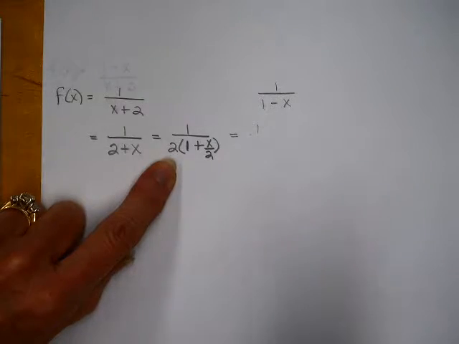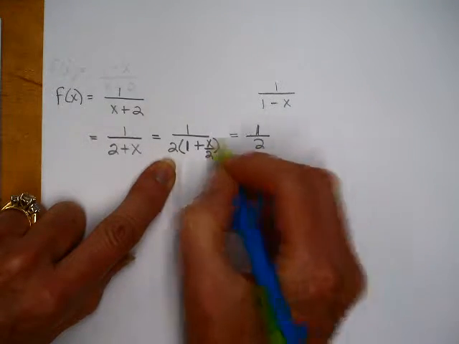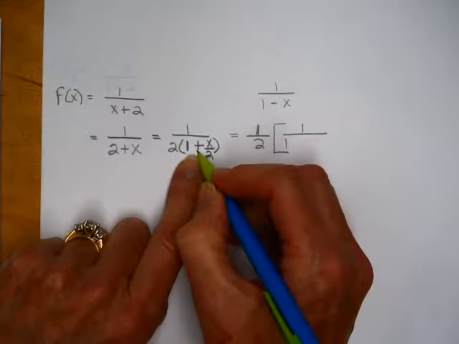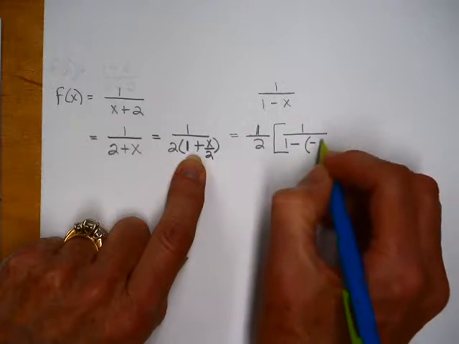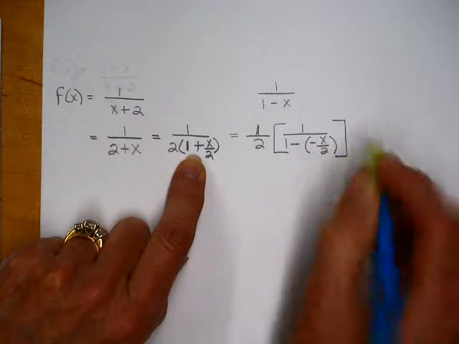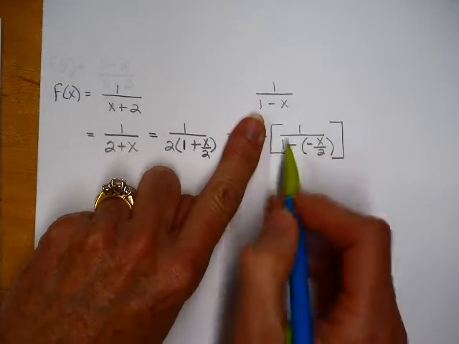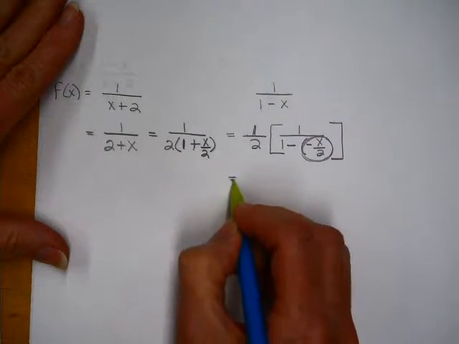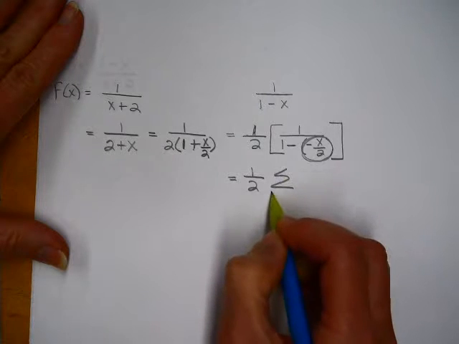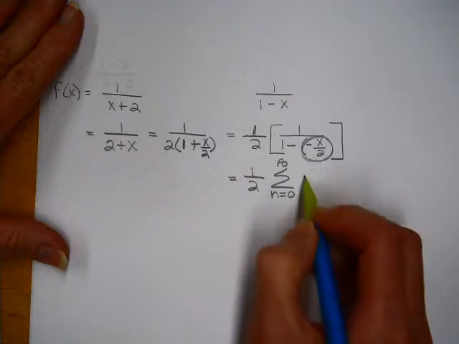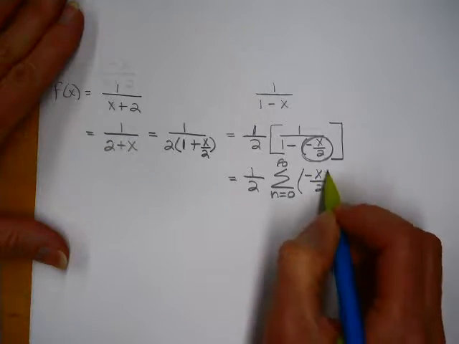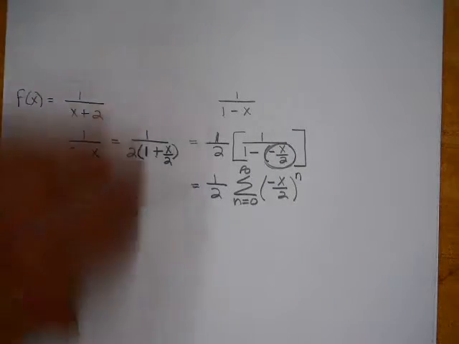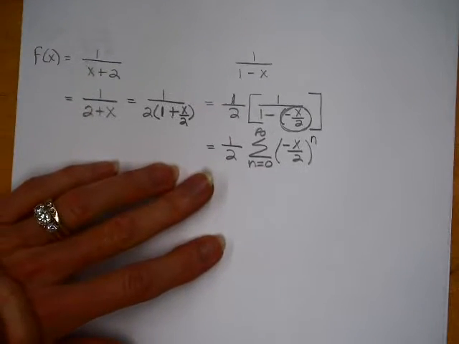So this is 1/2, going to pull this 1/2 out in front, times 1 over 1, I need this plus to be a minus, minus negative x over 2. And now this part is in the correct form. This is what will go in my formula for the x. So this is 1/2 the sum from n equals 0 to infinity, negative x over 2 replaces the x in the formula, to the nth power. Is everybody following what I'm doing? Question?